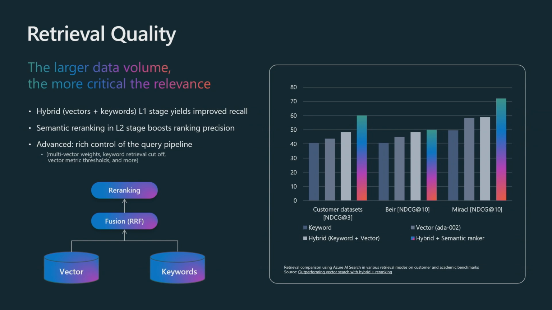So this is an option for you without any hassle. Basically, by enabling a hybrid search and enabling a semantic ranker, you can get up to 10-15% additional accuracy over the retrieval data that you are working on.